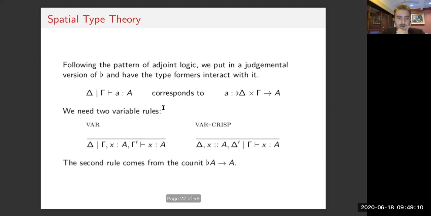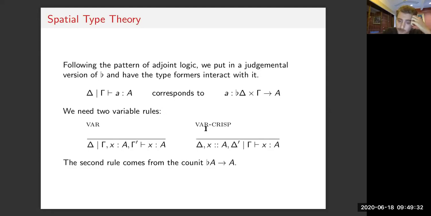Okay, so first up, what kind of structural rules do we have if we're thinking of this as being interpreted as that? Well, first of all, we have an ordinary variable rule. If we've got just some assumption which is in gamma, then we should be able to use it just like we do in ordinary type theory, because gamma is supposed to behave just like an ordinary context. So we've got this rule.